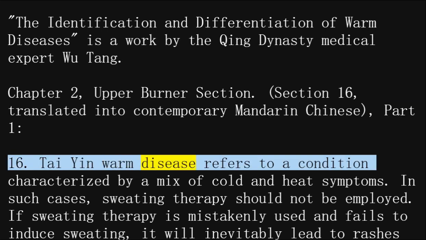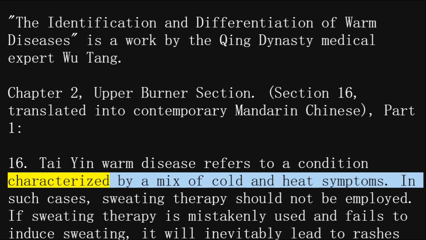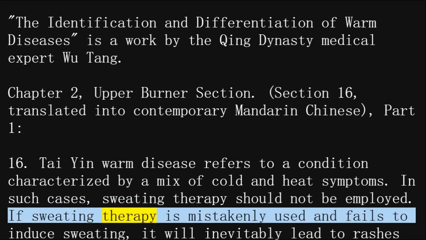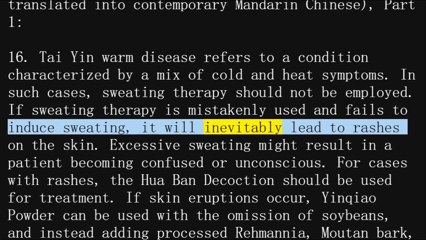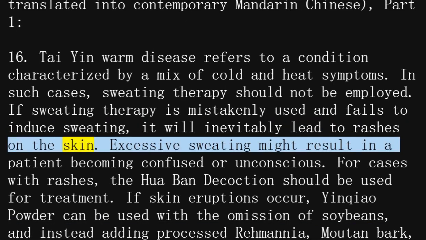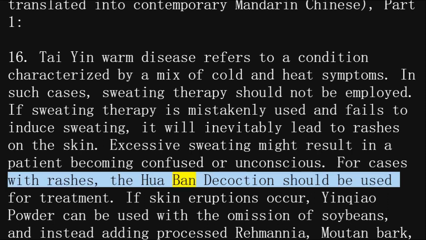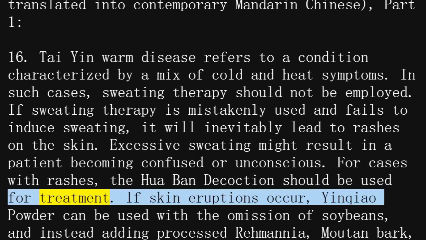Tai Yin warm disease refers to a condition characterized by a mix of cold and heat symptoms. In such cases, sweating therapy should not be employed. If sweating therapy is mistakenly used and fails to induce sweating, it will inevitably lead to rashes on the skin. Excessive sweating might result in a patient becoming confused or unconscious. For cases with rashes, the Hua Ban Decoction should be used for treatment.